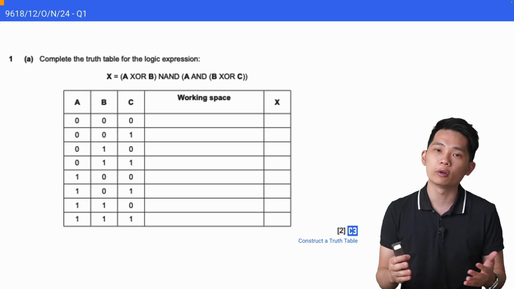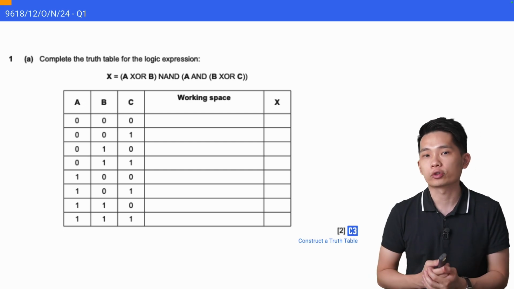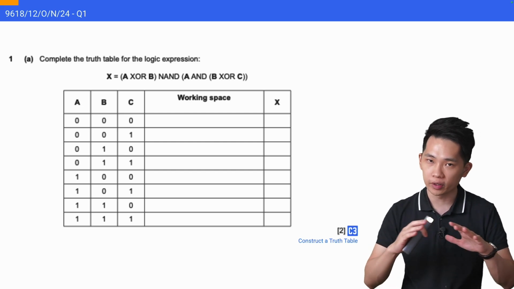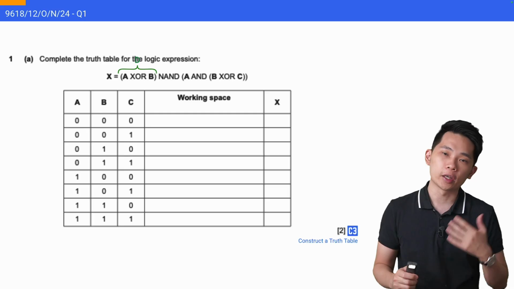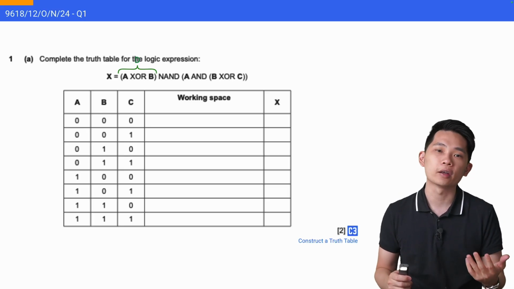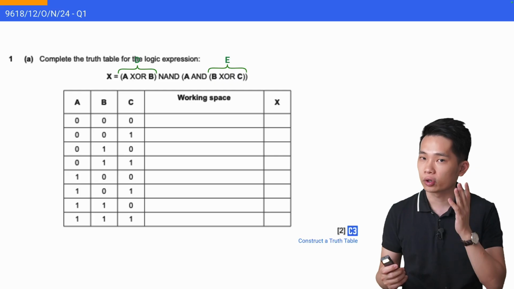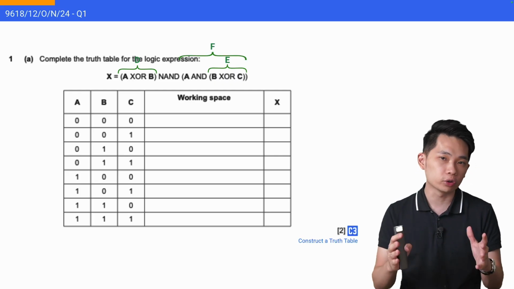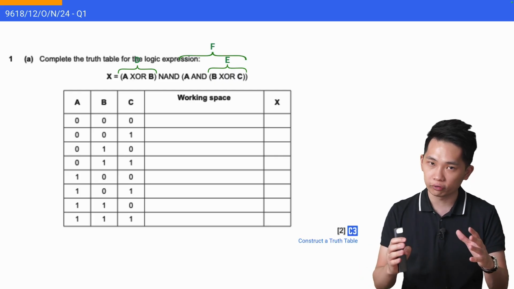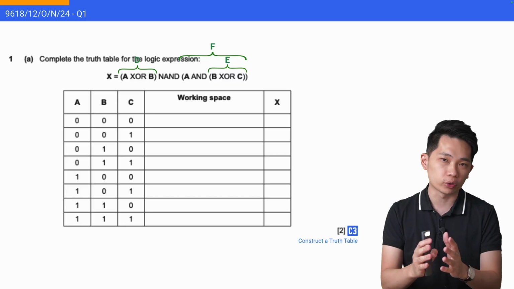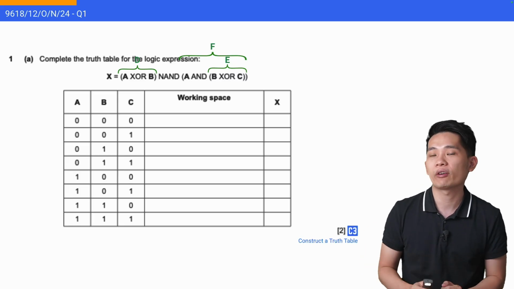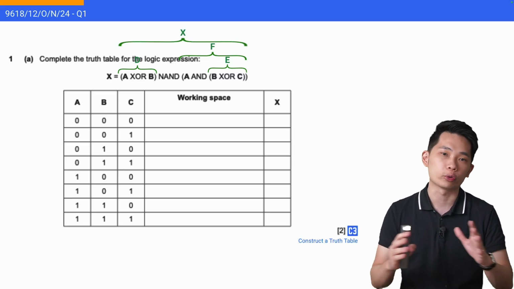Complete the truth table for the logic expression. For this question, we can start by labeling all the intermediate states first. For example, A XOR B is state D here, and then B XOR C is state E here, and then A AND (B XOR C) is state F here. Take note that we will always do the expression of the inner bracket first before going to the outer bracket. And finally, we have the final state X, which is the whole equation here.